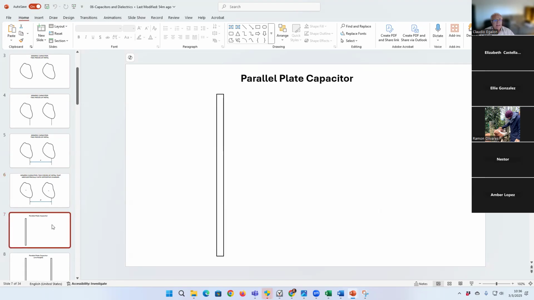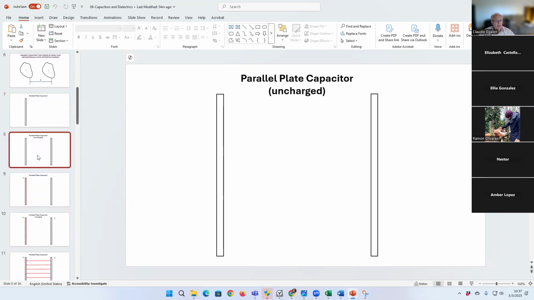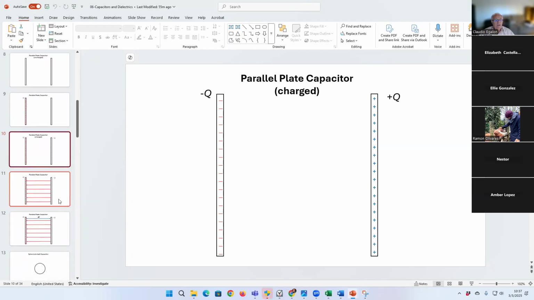Now, the parallel plate capacitor, just like the one that we are using in the lab, our first lab. One plate, the second plate, right now is uncharged. When I connect those plates to a battery, the negative terminal of the battery makes this plate negatively charged. The positive terminal of the battery connected to the other plate makes it positively charged. And now the parallel plate capacitor is charged, and you can use it to do some important useful work.